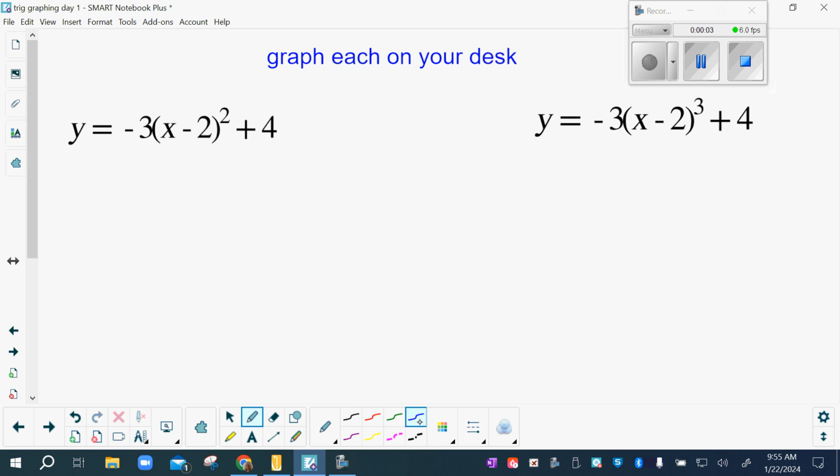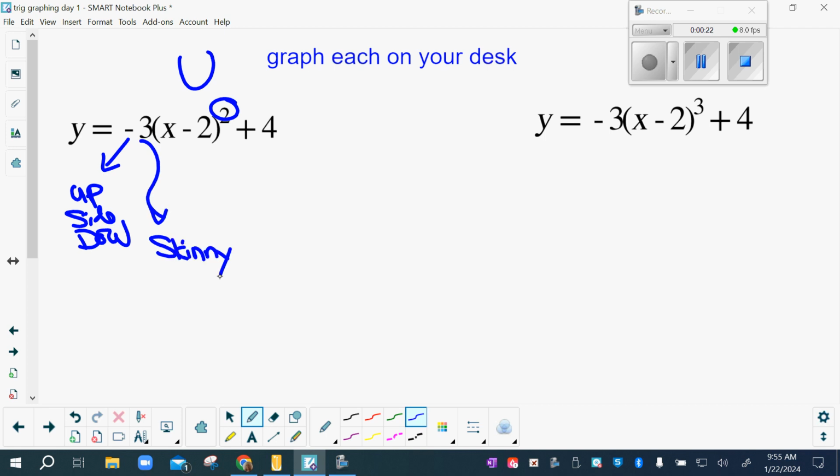Quick refresher on what all these numbers mean. This guy, you know what he does? He does things upside down. This guy tells you it's a U-graph. You're going to see why. This guy tells you it's skinny. This guy tells you left and right, and he is going to be right too. And this guy tells you up and down, right?